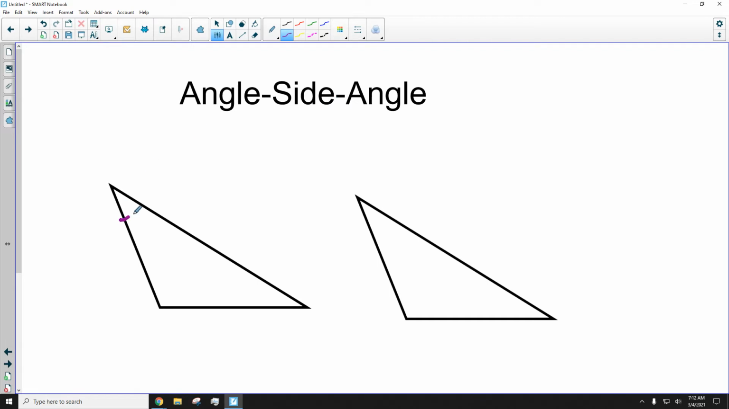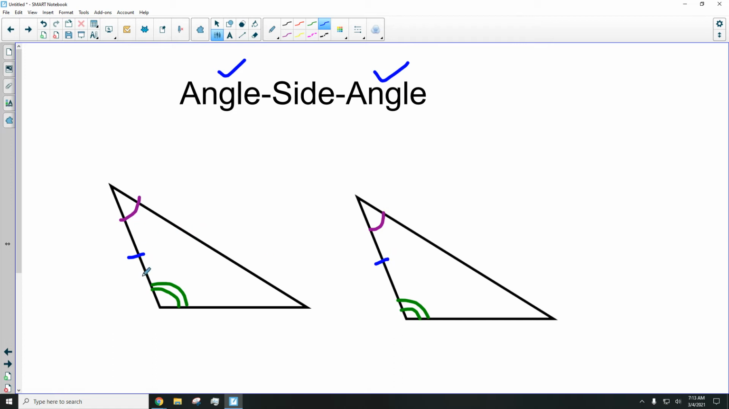So I can pick any two angles in these triangles. I'm just going to pick these two for now. So that's got my angle and my angle taken care of. Now, just kind of like side angle side, we have this side in between the two angles. And just like before, it has to be here.